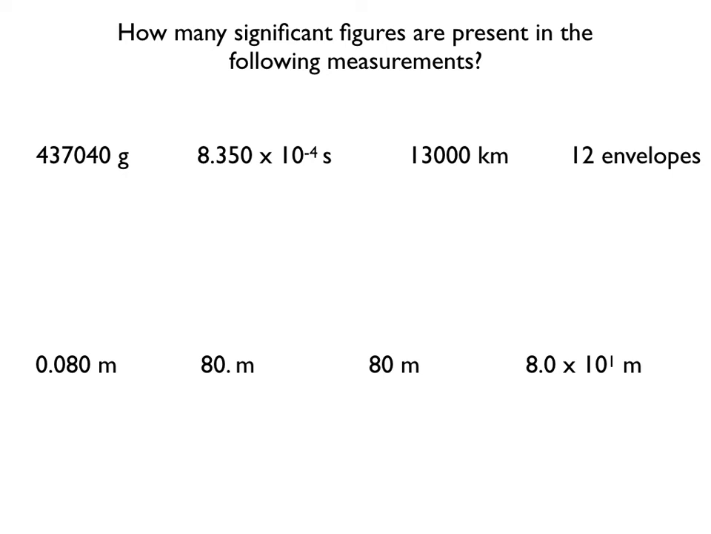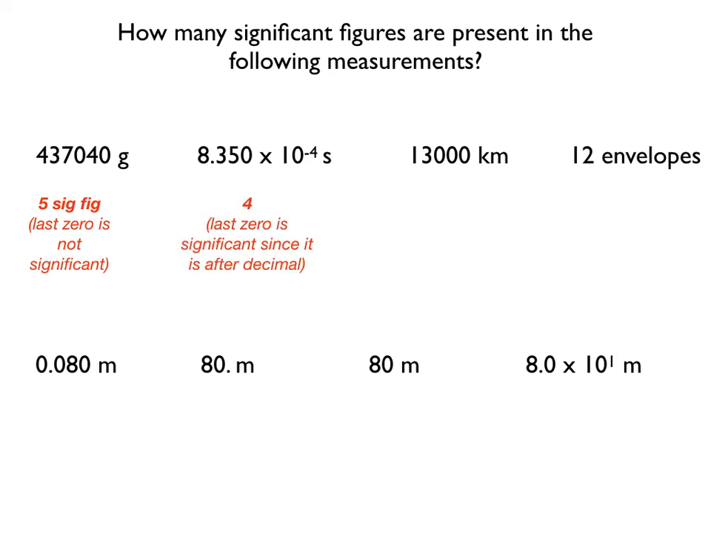So in the first case, we would say that final 0 is not significant, so there are 5 sig figs. In the second number, 8.35 times 10 to the negative fourth, that final 0 is significant because it's after a decimal, so we have 4 significant figures. We have 13,000 kilometers. Those last 3 zeros, none of those are significant, so there's 2 sig figs. 12 envelopes. This is an exact number. This isn't a measurement, so this has an infinite number of significant figures.